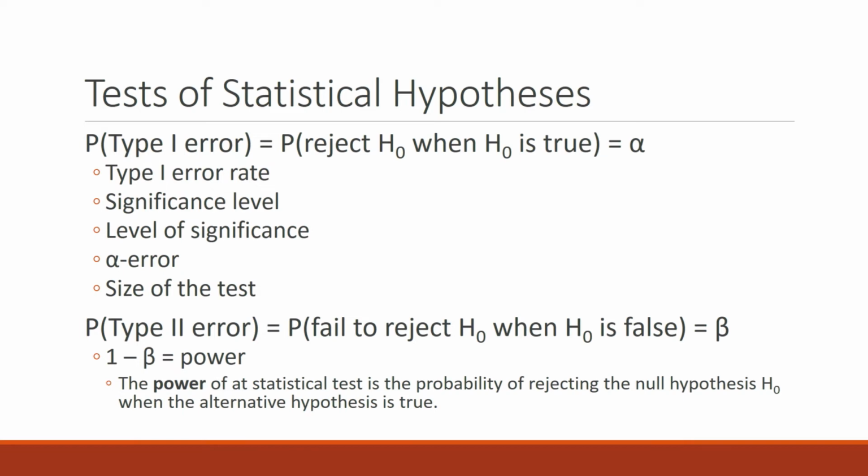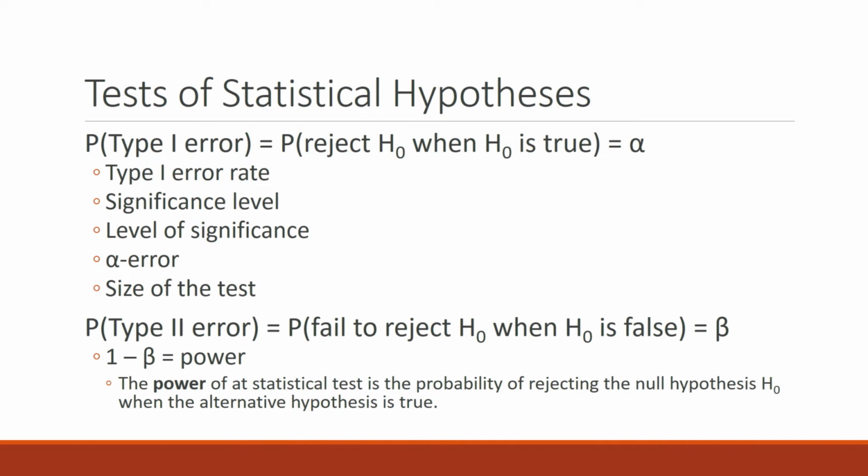Now, again, alpha is our probability of a type 1 error. And then I've just got some other items listed here, other names for it. Sometimes it's called the type 1 error rate, the level of significance, the significance level, alpha error, the size of the test. So all of these are just different names for the same thing. And then the probability of a type 2 error is equal to beta.